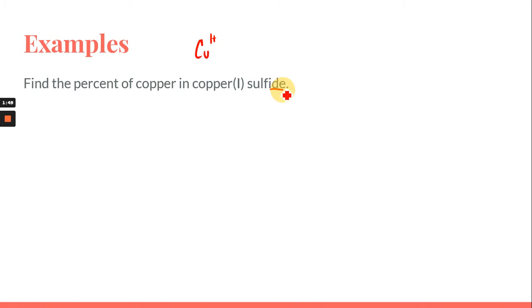And then IDE tells me that this is an element, and so sulfide is sulfur on the periodic table. The charge of sulfur is in group 16, so it's -2. And then we cross those numbers down to the bottom, and we get Cu2S. So we have 2 coppers and 1 sulfur atom that makes up copper 1 sulfide. The question is asking us to find the percent of copper.